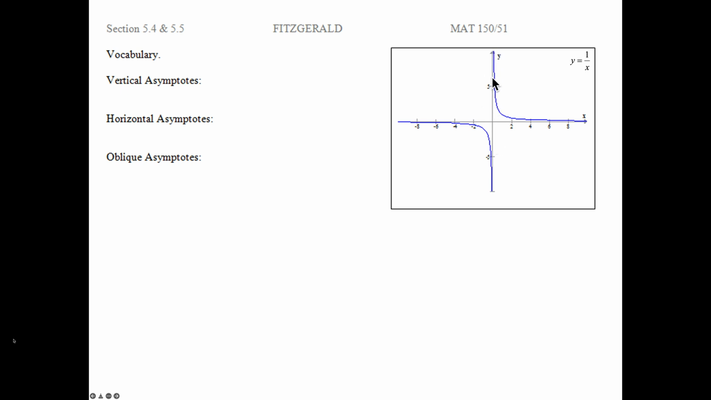y-axis. And you'll notice my blue graph doesn't touch the y-axis. This is a vertical asymptote line. An asymptote line is defined as the following. As x approaches a constant, in this case 0, both from the right and from the left as we head towards the origin, your y-coordinates must approach negative infinity or approach positive infinity.